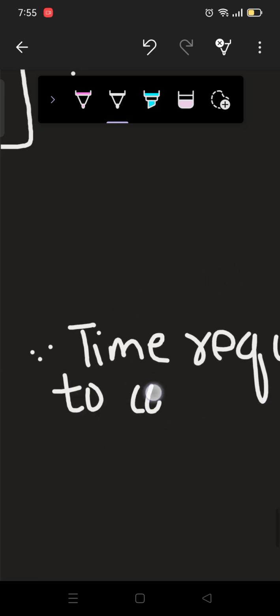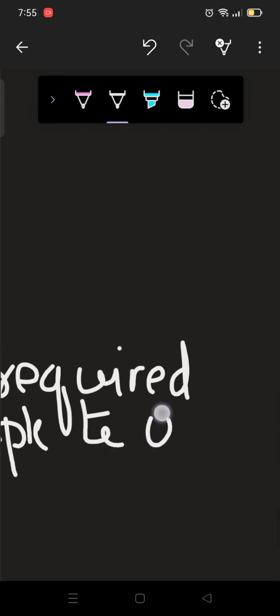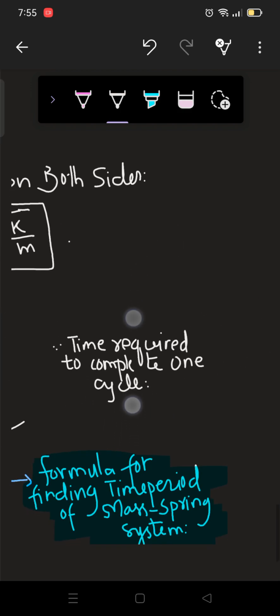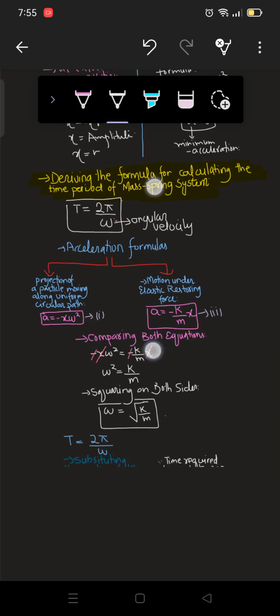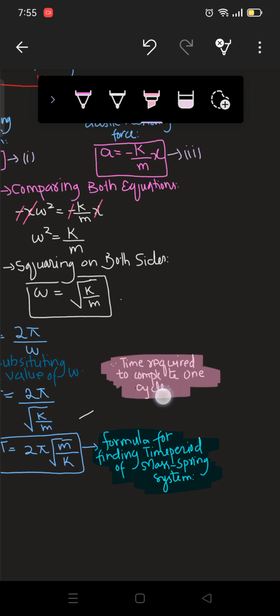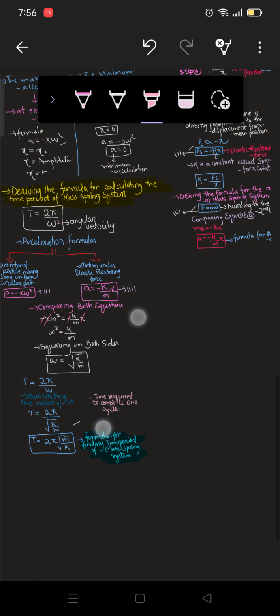Let me write this here. Time required to complete one cycle. This is what we call the time period. However, what is frequency? Number of cycles completed in 1 second. Time required to complete one cycle is what we call the time period. Now today we are going to derive the formula for frequency.